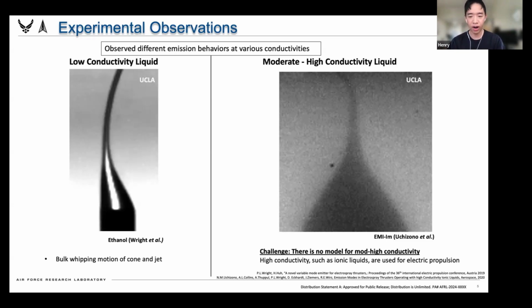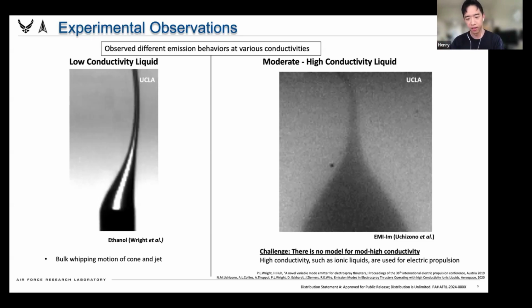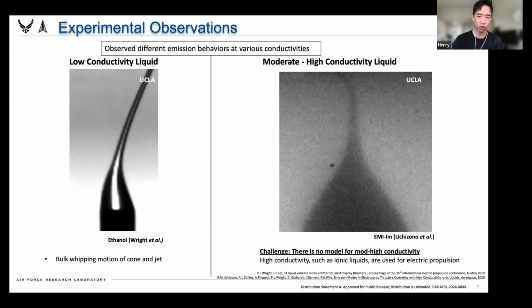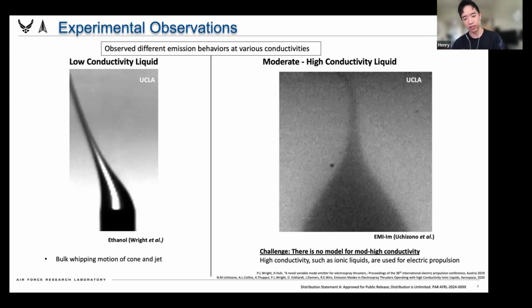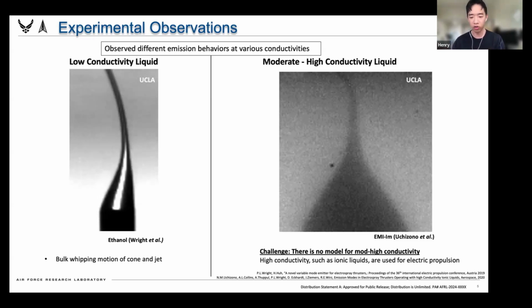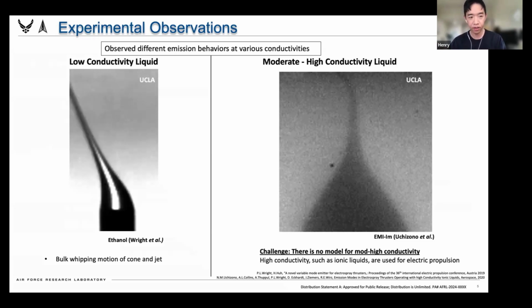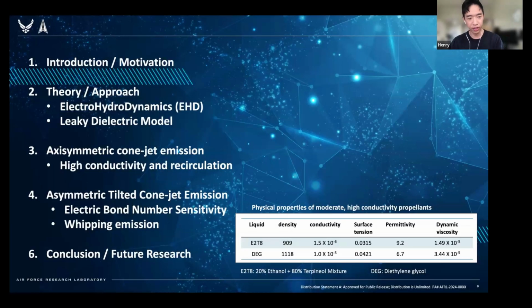That means there is high charge density concentrated at the cone to jet region. So we're going to model not only low conductivity liquid, but also moderate to high conductivity liquid. But the challenge is there is no model for moderate to high conductivity in the community. So I briefly went over the introduction and motivation, and I will go through a slide of theory and our results for axisymmetric and asymmetric tilted cone jet emission, and future research, also the things we do at Air Force Research Lab.